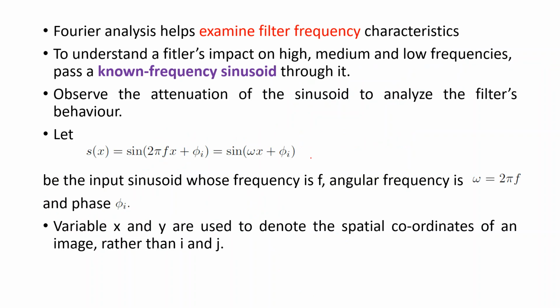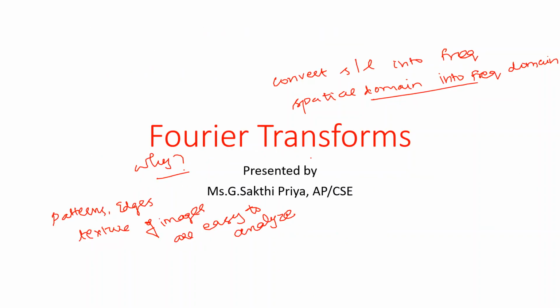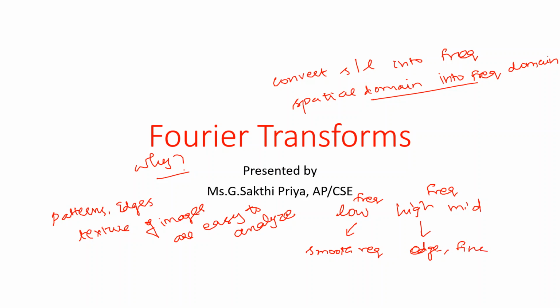Before that, we need to understand one thing. On converting the spatial to the frequency domain, the frequencies may be of low range, high range, or maybe of mid range. Low frequency represents smooth regions. High frequency represents edges, sharper and fine details. Mid represents a moderate or normal one.